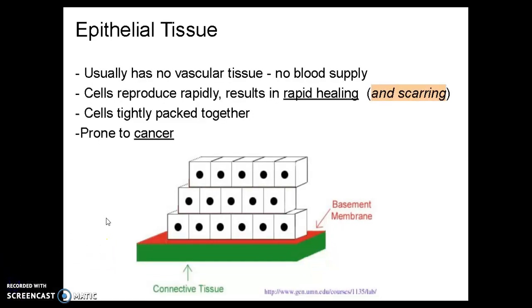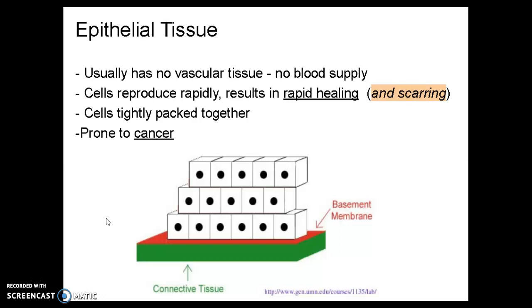Epithelial tissue usually does not have any vascular tissue, meaning that there aren't a whole lot of blood vessels in epithelial tissue. They don't have a blood supply. And this is why if you were just to very lightly scratch your skin, you don't start bleeding. How these cells get their nutrients is they get their nutrients from blood vessels found in connective tissues.